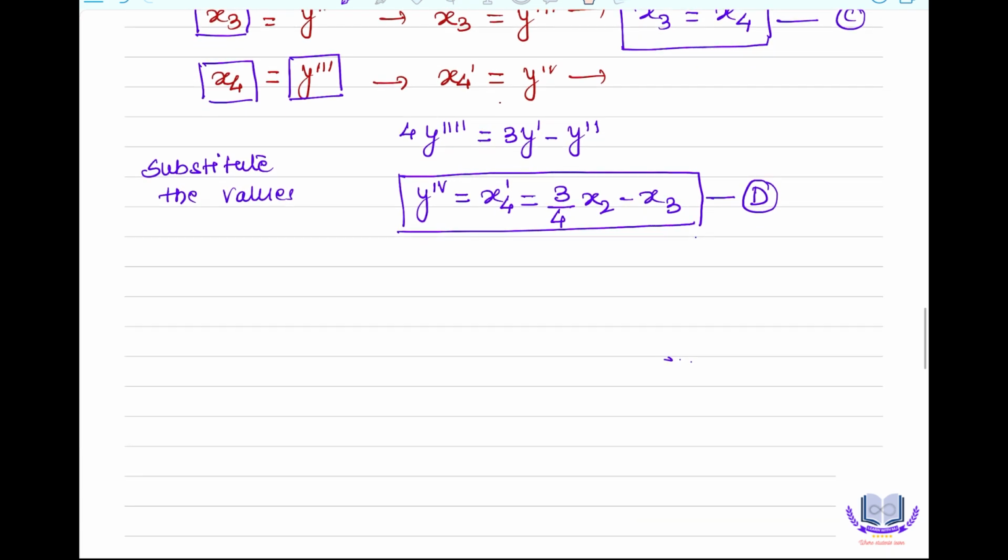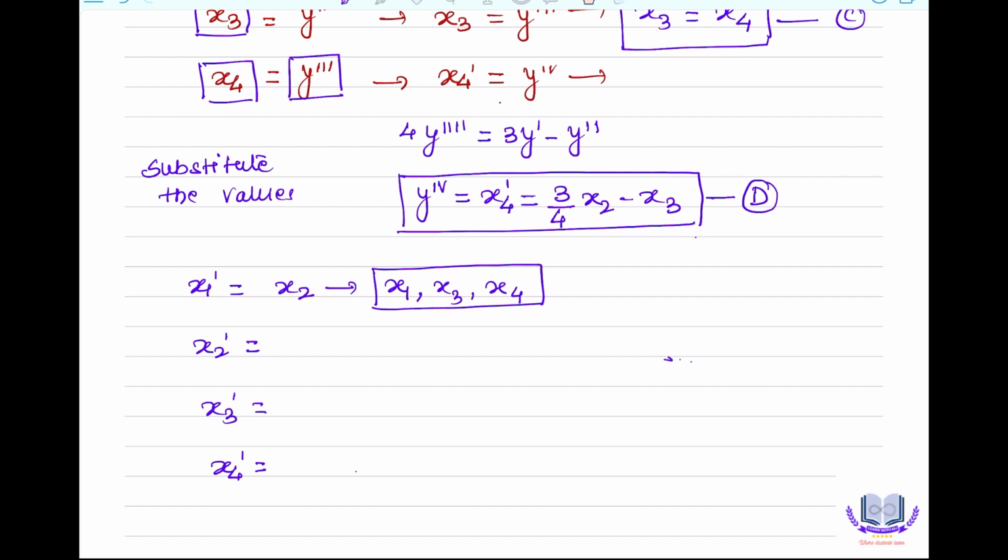So I am writing all the equations together. So you will have x1 dash equals, x2 dash equals, x3 dash equals, and x4 dash equals. x1 dash is what? x1 dash is your x2. So you have to write down x2. Point to be noted here, x1, x3 and x4 are missing. Now x2 dash is what? It is x3. So what is missing here? x1, x2, x4 are missing.